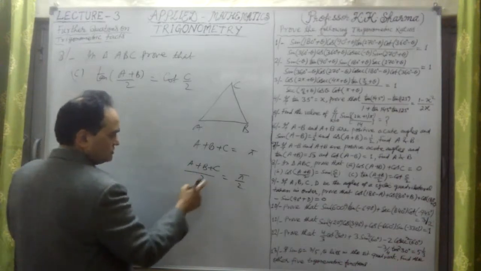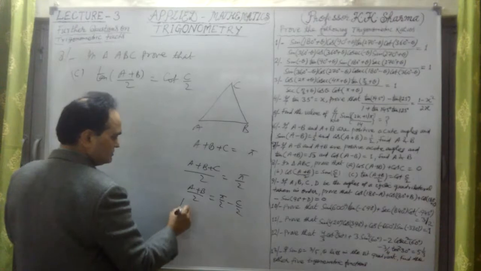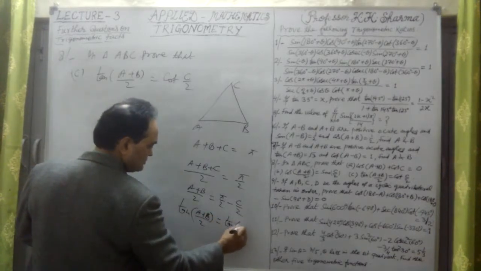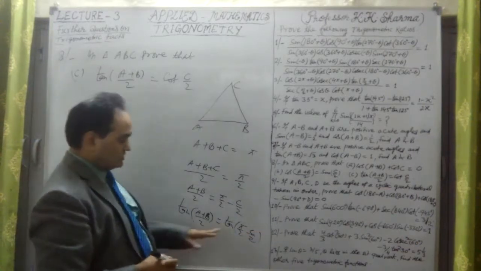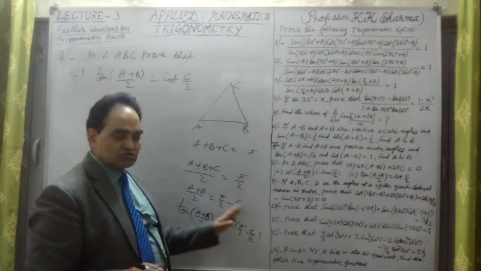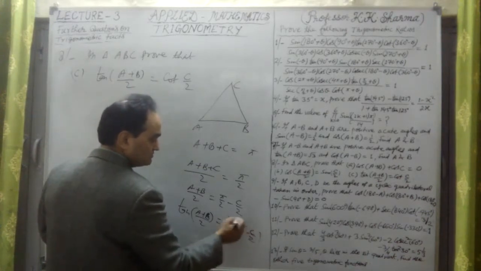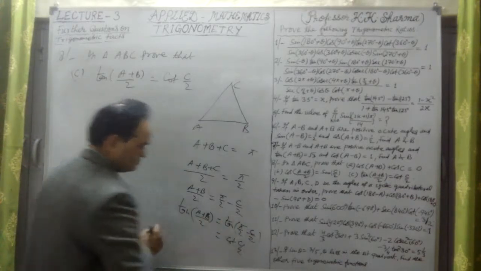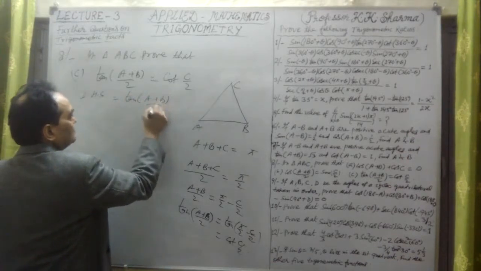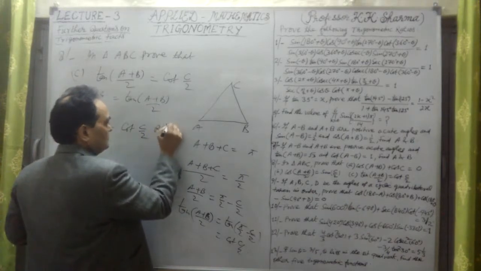Therefore, if I take c by 2 to that side, a plus b by 2 is equal to pi by 2 minus c by 2. If I take tan of both sides, tan of a plus b by 2 is equal to tan of pi by 2 minus c by 2. Now tan of 90 minus theta is in the first quadrant, so it is positive, but tan becomes cot. It is cot c by 2. So the left hand side, tan of a plus b by 2, is equal to cot c by 2, which is the right hand side.